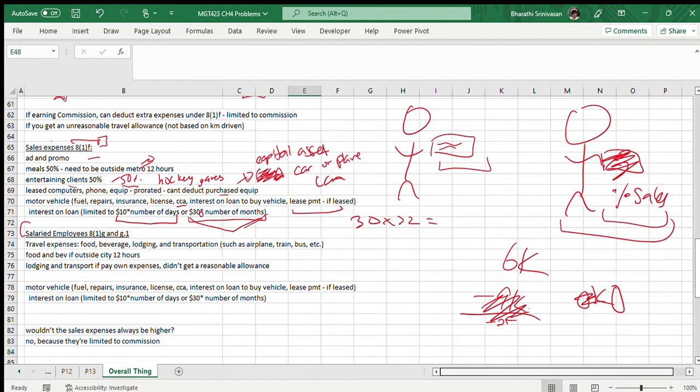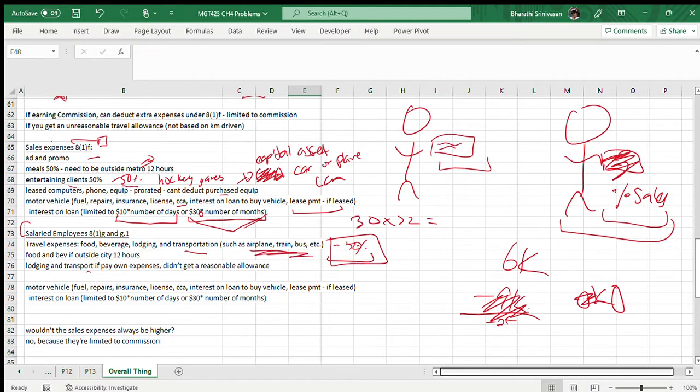I'm pretty sure this one is 50%, is it not? Why doesn't it say that? I'm pretty sure this has to be 50%. Okay, I'll just make sure it's 50%. But anyway, these ones you can deduct 50%. Again, the food and beverage has to be outside 12 hours of the city. Lodging and transportation. This transportation is other transportation that's not your own car.